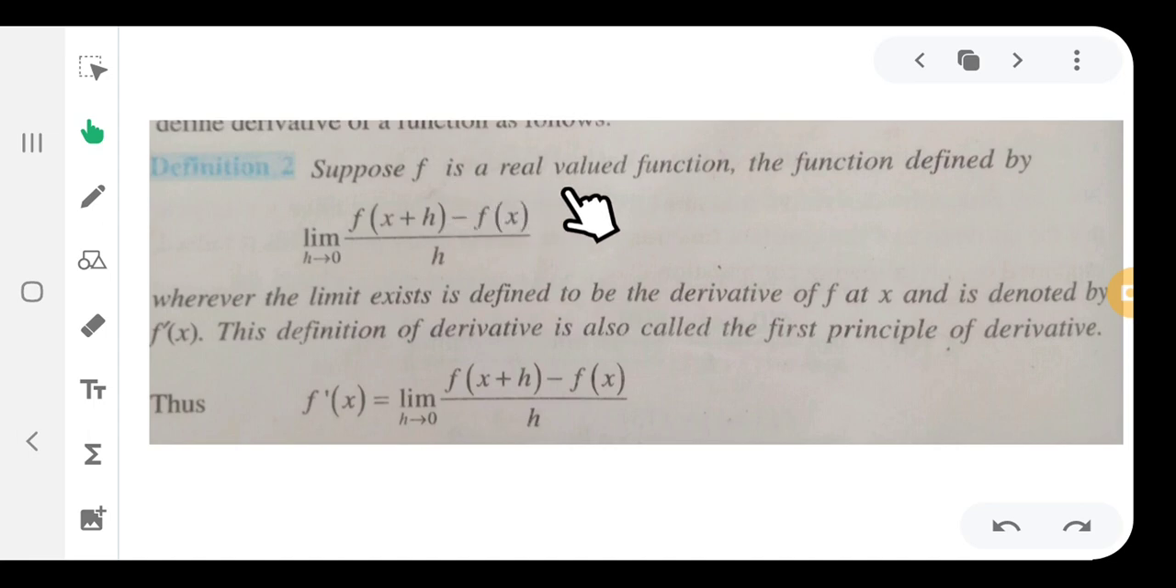Definition: suppose f is a real valued function. The function defined by limit h tends to 0 of f of x plus h minus f of x divided by h, whenever the limit exists, is defined to be the derivative of f at x and is denoted by f dash x. This definition of derivative is also called the first principle of derivative. Thus, f dash x is equal to limit h tends to 0 of f of x plus h minus f of x divided by h. This is important.